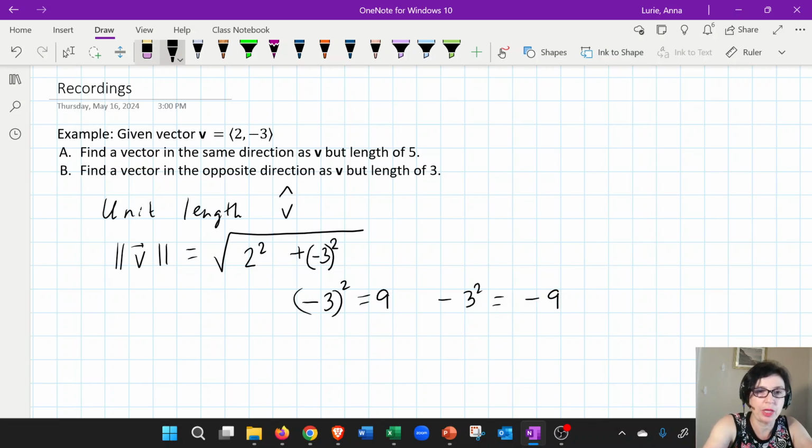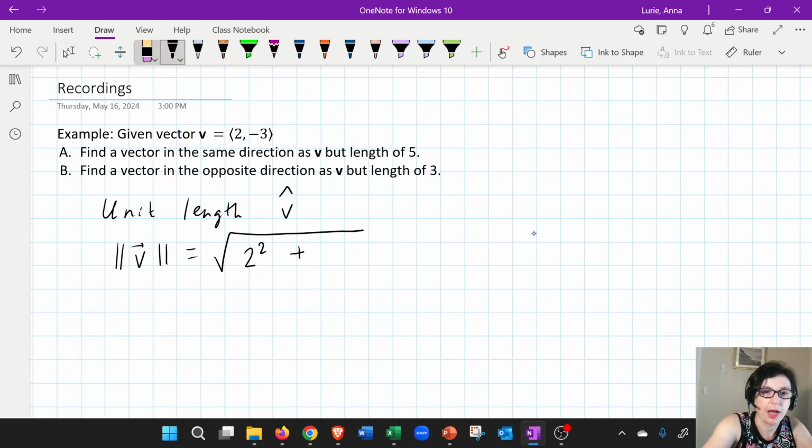So you definitely do not want any negatives in there, because when you square things, the negatives will drop out. So right here, I would recommend just dropping the negative sign, and then you just get 3 squared. So this will be the square root of 4 plus 9, which is the square root of 13. So this is the magnitude of vector v.